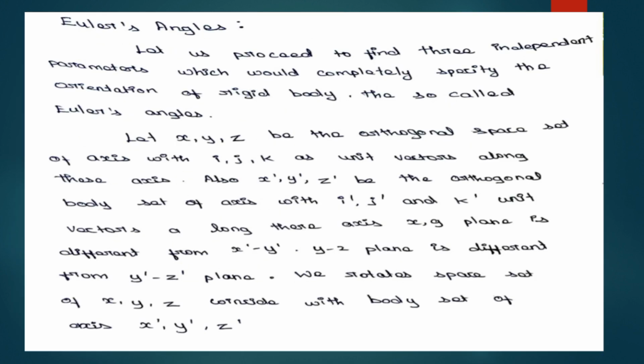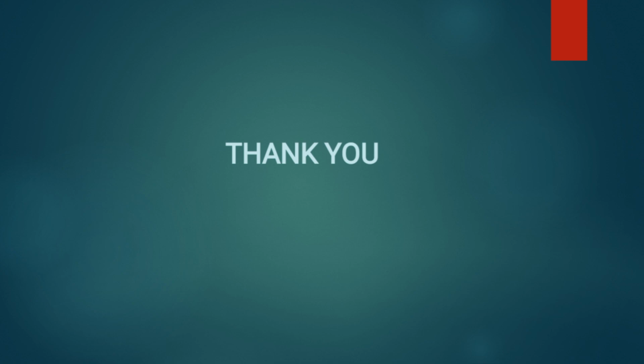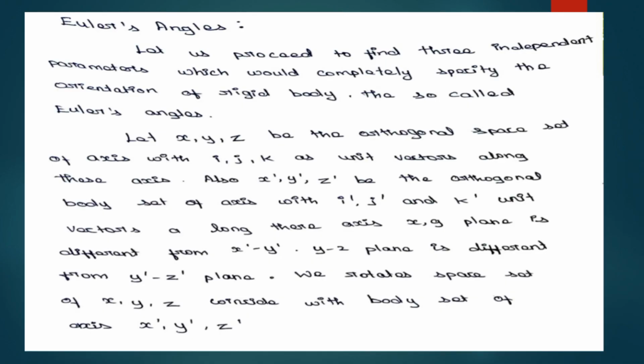Euler's angles. Let us proceed to find three independent parameters which would completely specify the orientation of a rigid body, the so-called Euler's angles. Let x, y, z be the orthogonal space set of axes with i, j, k as unit vectors along these axes. Also, x dash, y dash, z dash be the orthogonal body set of axes with i dash, j dash, and k dash as unit vectors along their axes.